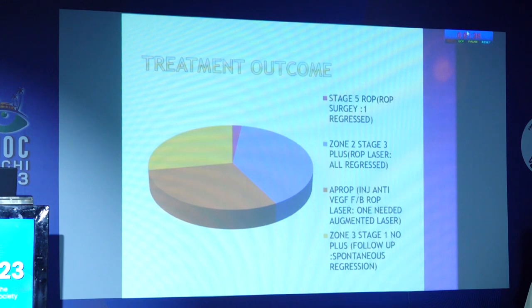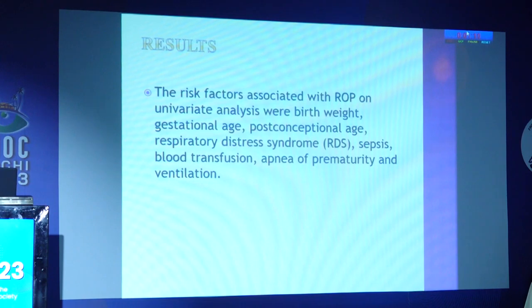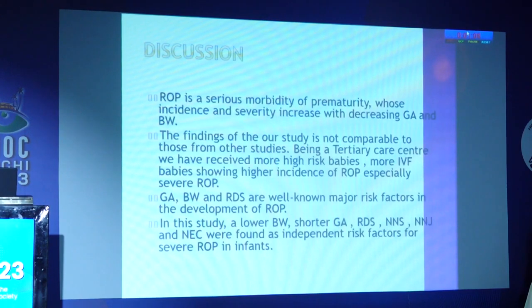Coming to our treatment outcome, among the stage 5 ROP, one baby showed regression with the retina on in the consecutive follow-up. Zone 2 stage 3 cases that needed ROP laser all showed regression. Among AP-ROP, only one needed augmented laser, and then the spontaneous regression group. Coming to the results, the risk factors associated with ROP were lower birth weight, lower gestational age, and respiratory distress syndrome.